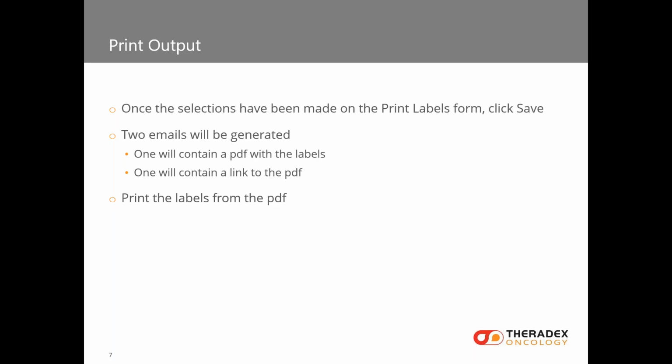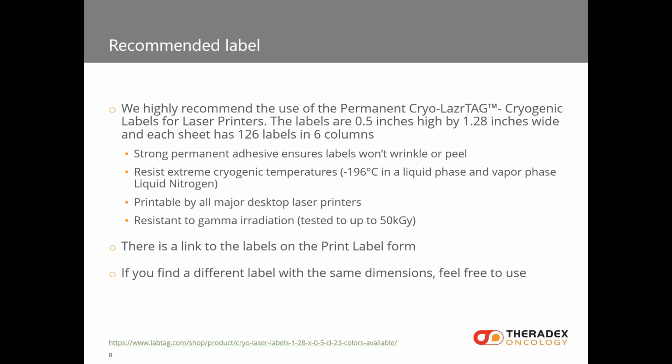Print the labels from the PDF either in your email or in your downloads folder. We highly recommend the use of the permanent cryo laser tag cryogenic labels for laser printers. The labels are 1/2 inch high by 1.28 inches wide. Each sheet has 126 labels in 6 columns. You will find a link to the labels on the print label form. If you happen to find a different label with the same dimensions, please feel free to use it.